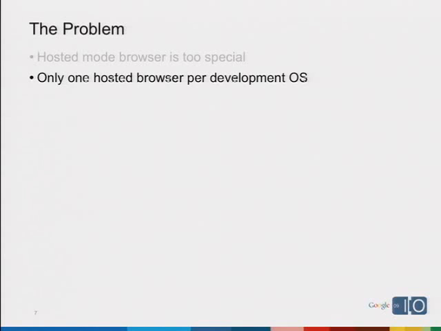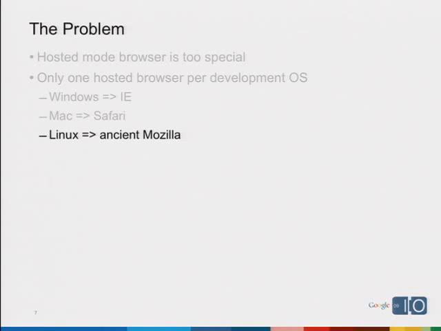We were only able to really make that happen for one browser per operating system. GWT does allow you to develop on Mac and Windows and Linux, but on each of those you can only use hosted mode for a particular browser on that development OS. In other words, you get Internet Explorer for hosted mode on Windows, you get Safari on Mac, and you get some ancient version of Mozilla that we... it's embarrassingly old. It's not at all like 3.5 era.